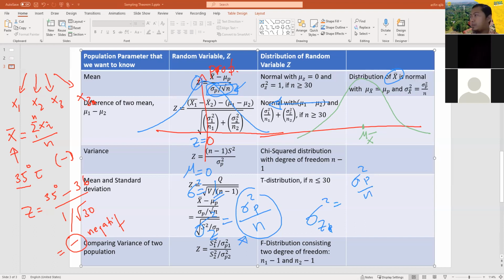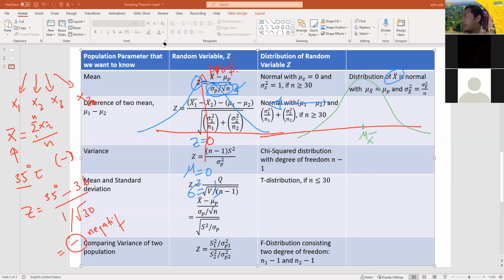Okay, maybe I will expand more sequentially. Let's say the green distribution is for the probability of x bar, with mean equal to mu x, and the standard deviation of x bar equal to sigma over root n. Until this point, do you understand?